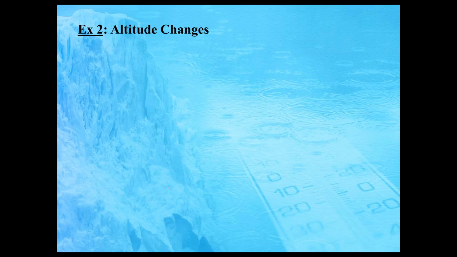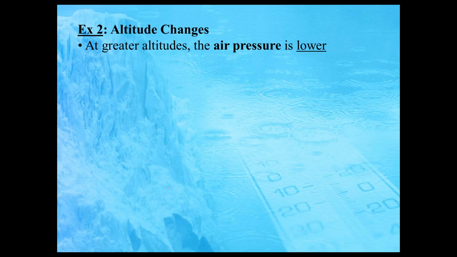Example 2, altitude changes. As you start to go to greater altitudes, the air pressure gets lower. So, for example, the air pressure in Calgary in comparison to Vancouver, because Calgary is at a higher altitude, the air pressure in Calgary would be lower.